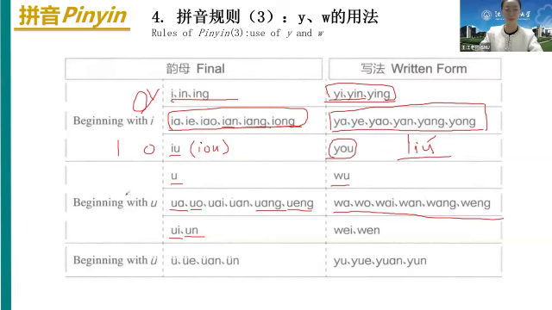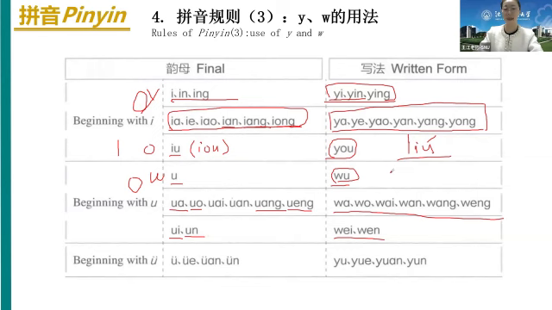If there is no initial in front of these finals, the written form should be like this. So can you find some rules? Look at this final. There is only one vowel in this final, right? So when there is no initial in front of this final, we just add the letter W in front of it. So that's where the written form comes from. Are you clear?